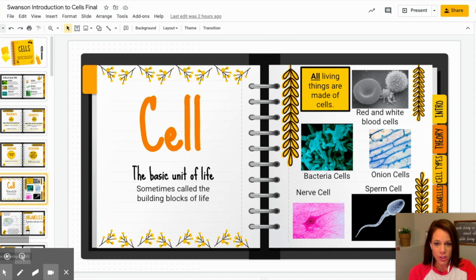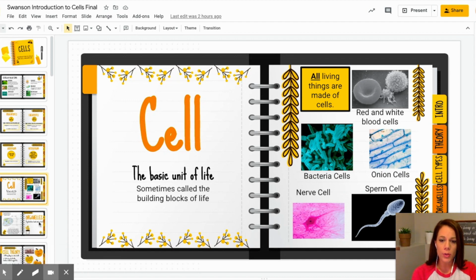Cells are the basic unit of life. Sometimes we call them the building blocks of life. And again, we've talked about these before in our Living Things Diversity of Life unit, when we talked about the characteristics of living things. Made of cells, reproduces, grows and develops. You remember. So all living things have to be made of one or more cells.